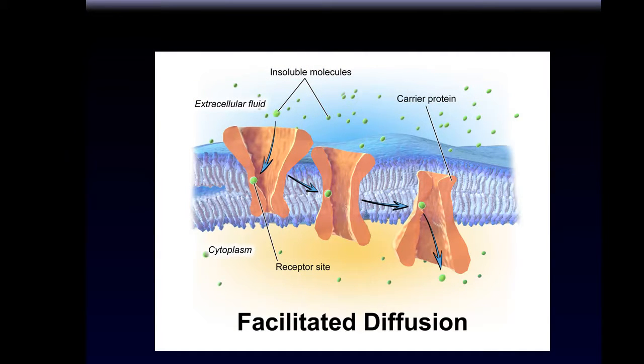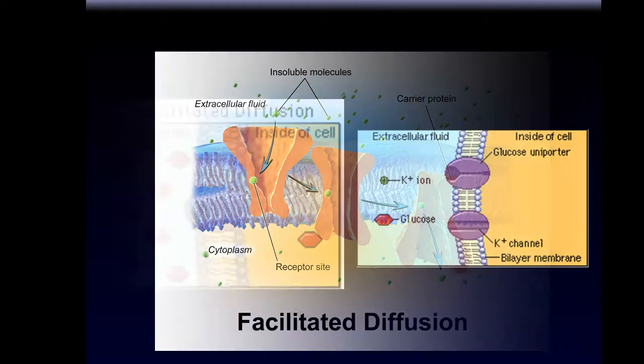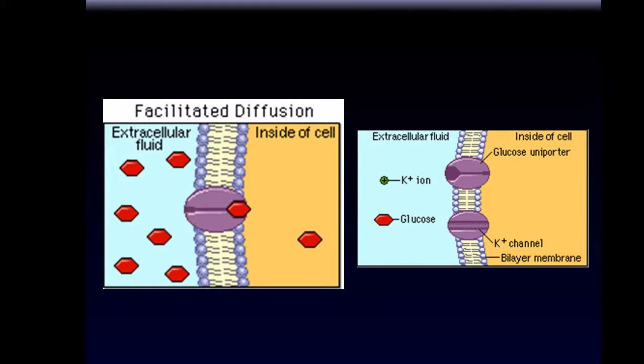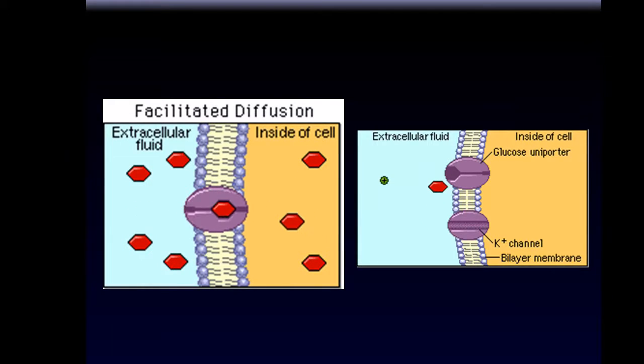Whereas a carrier, see, it changes shape. It goes over here, it changes shape, it comes down. They're both forms of facilitated diffusion. So here's an example of carrier-mediated facilitated diffusion on the left side over here. Those are glucose molecules. It's changing shape, okay? It's not a tunnel, right? That's facilitated diffusion with a carrier.